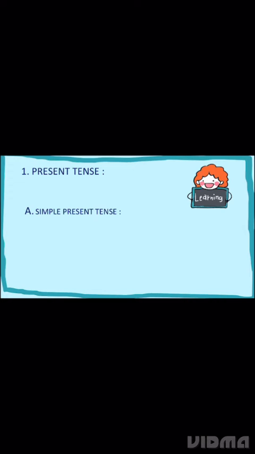Now, what is the present tense? How are we using the present tense? How do we apply the present tense? Let's have a look at that. Present tense is used to refer to an action or state of being at the time of speaking. Now, when I'm speaking about something, the tense that I'll apply to my main verb or my helping verb will be in the present tense.